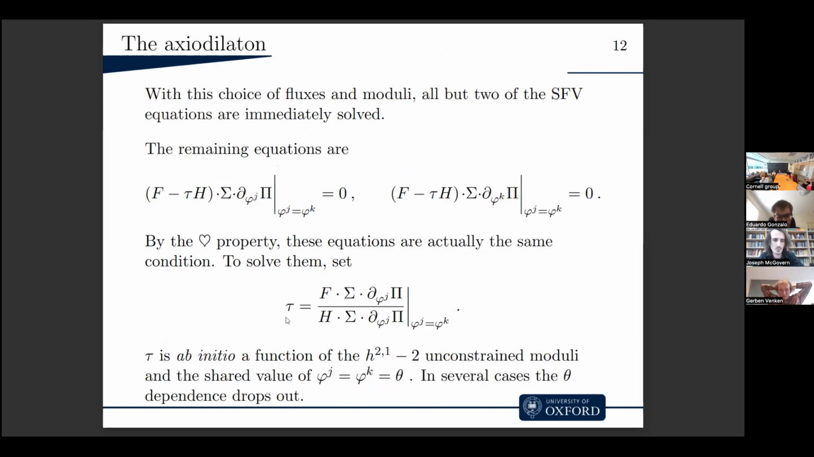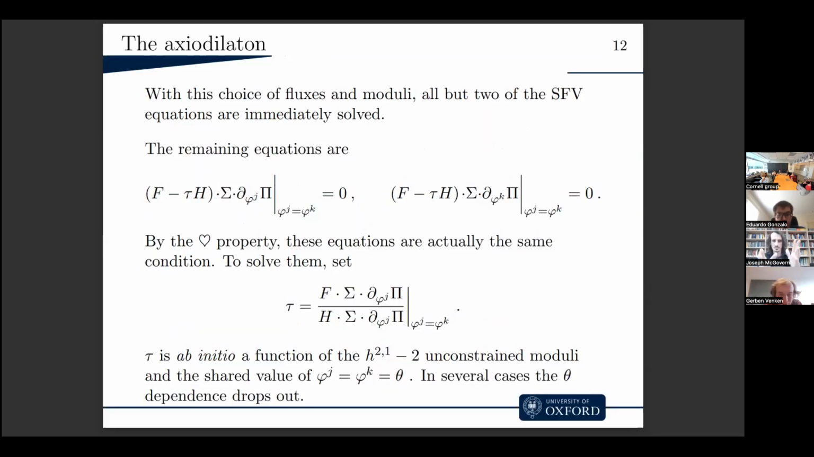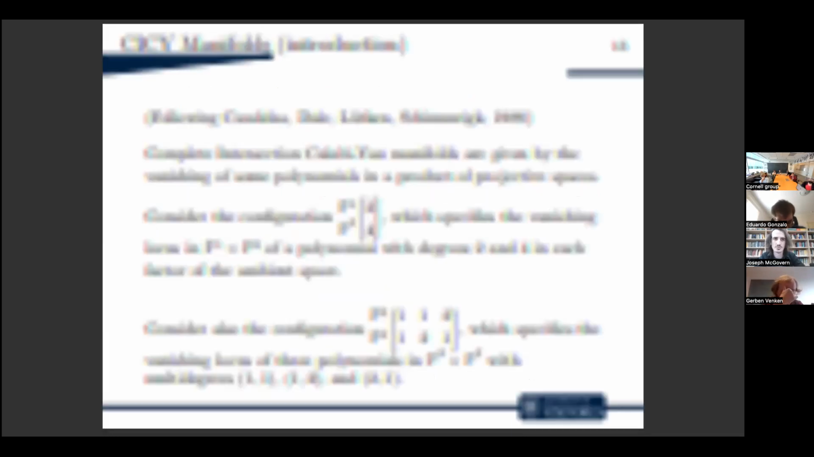So we began with h21 moduli. We set two of them equal. But in many cases, the value that we've set two of them equal to actually drops out of the rest of the solution. Okay, so I've told you that there are manifolds with this property. They'll have the solution, and we hope to show modularity. And there's a good number of examples that do this.